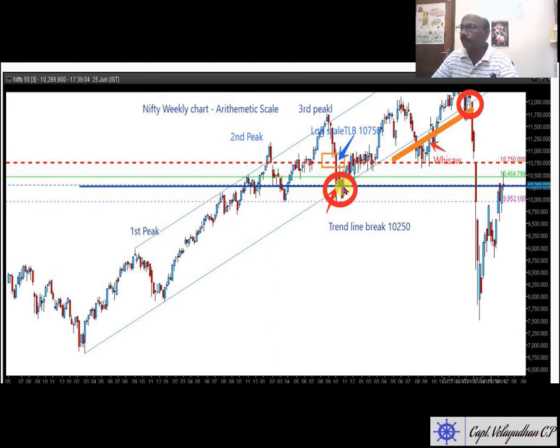So this is the advantage. When you are looking at the log scale, you get an earlier warning on the trend failure. Trend line break.